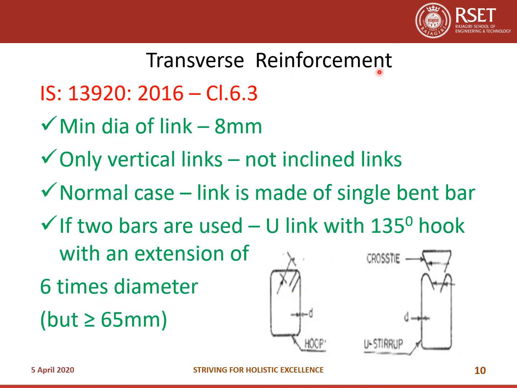Next is the transverse reinforcement. Criteria for transverse reinforcement is given in IS 13920-2016 Clause 6.3. The minimum diameter of this link is 8 mm. Only vertical links are provided in beams. In the normal case, the link is made of a single bent bar. If two bars are used, a U-link with a 135-degree hook with an extension of 6 times the diameter is used. Also, this extension should not be less than 65 mm.